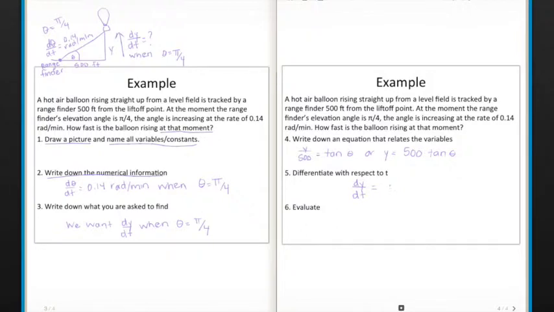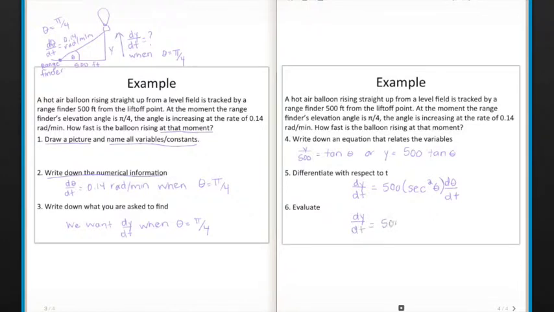This equation right here is the equation that we are going to implicitly differentiate with respect to t, which gives us dy dt equals 500 secant squared theta d theta dt. Now, we know theta and we know d theta dt. We can evaluate this by plugging in these values. Then we will be able to find our rate.